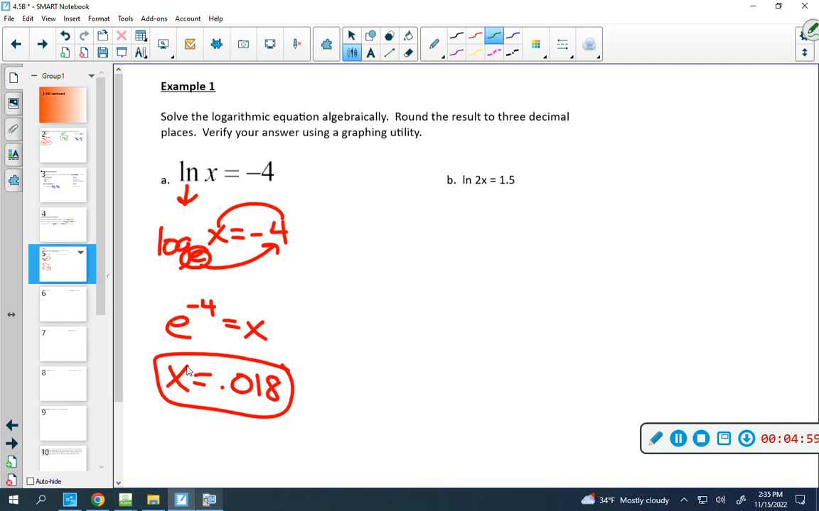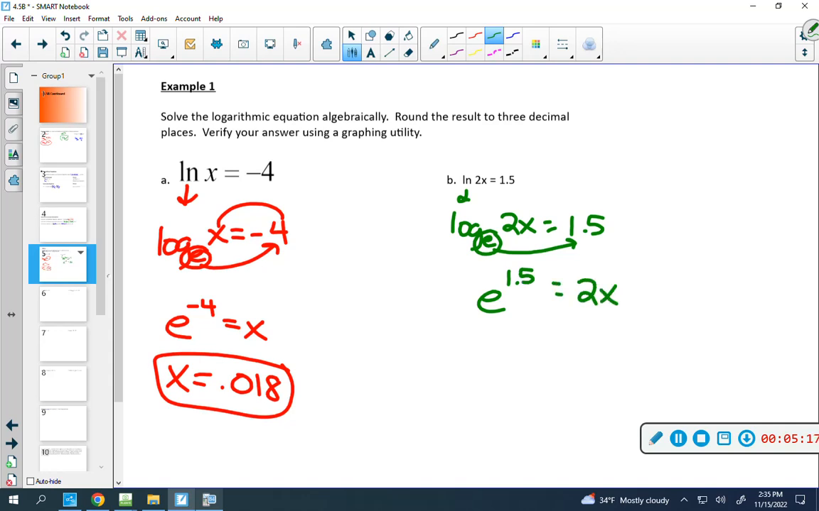All right, B, we've got the ln, just some more numbers in it. Same thing. You're probably going to skip this step. It's really log base e. And then I'm going to go ahead and convert into exponential. e to the 1.5 equals 2x.